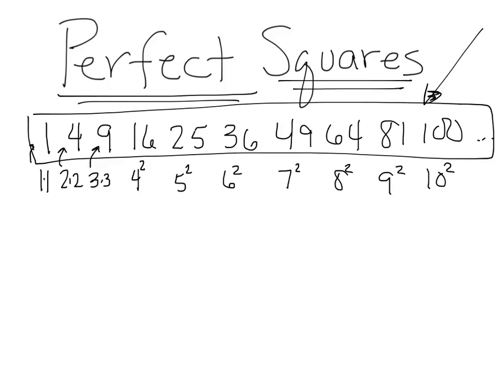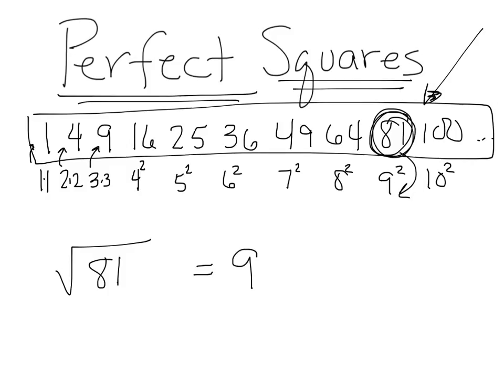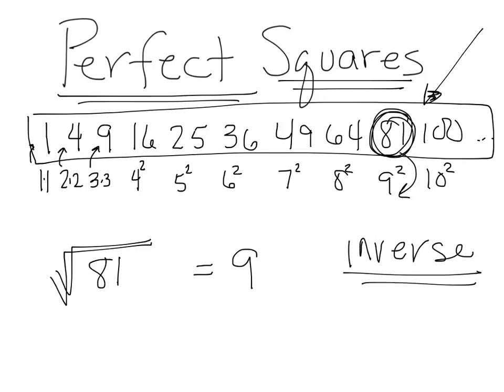Why do we care? Well, because in this chapter, we're going to take the square root of some numbers. We're going to say, hey, find the square root of 81. And if you know that 81 is a perfect square, then you know that the square root of that is 9. Square rooting is the inverse operation of squaring. When you square 9, you get 81. When you take the square root of 81, you go back to the 9. Squaring and square rooting are inverse operations.